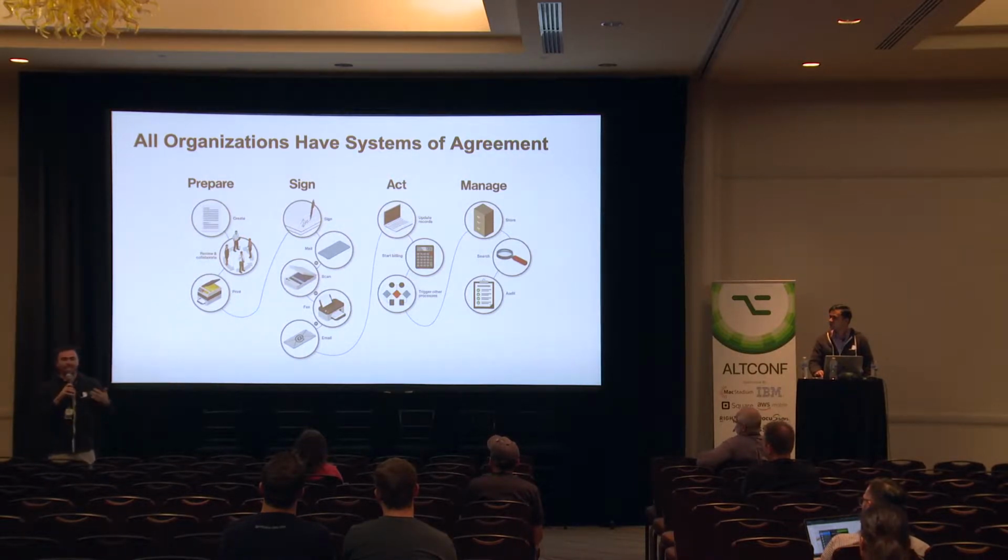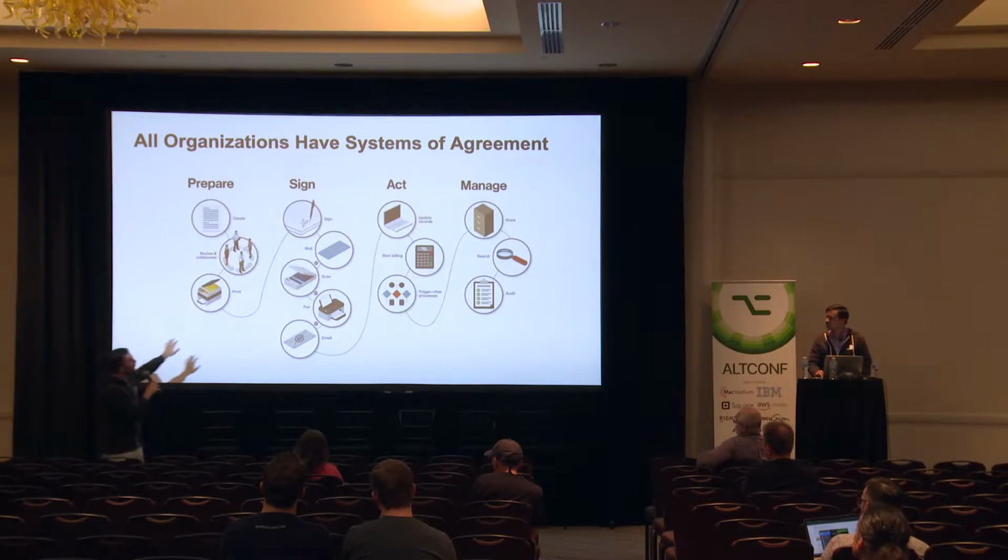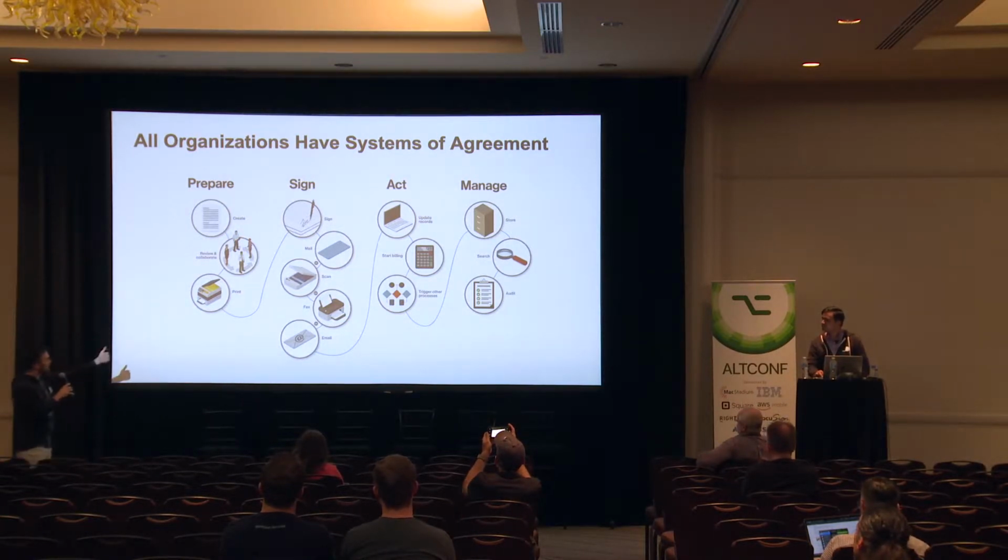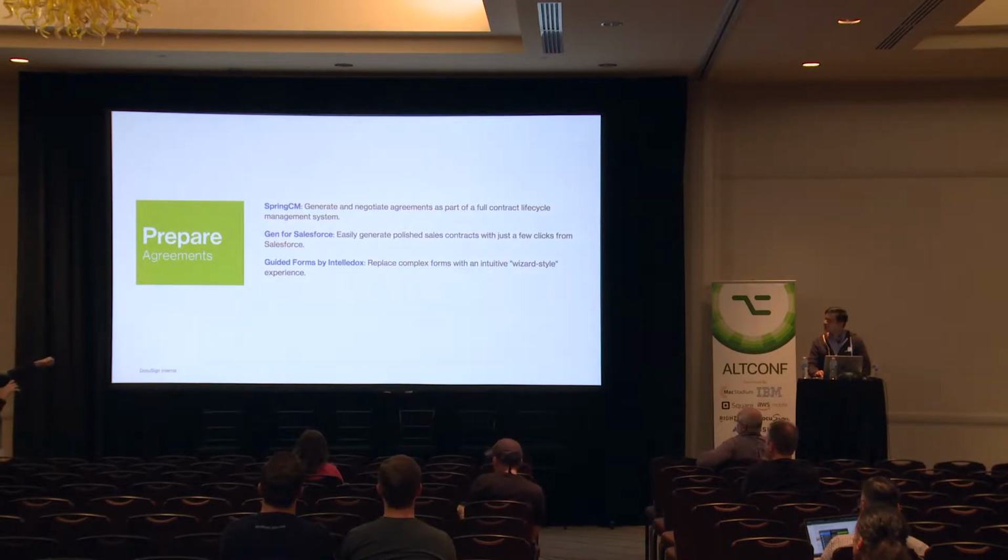Everyone's very familiar with the e-signature space, and that's what we began to do here. Most recently, in the last couple of years, though, we've begun to develop products that fill out more categories, the prepare, act, and manage space. In the prepare space, you have products like DocuSign Gen or Spring CM that enable you to automatically and dynamically generate contracts based on form data from Salesforce or other disparate systems.